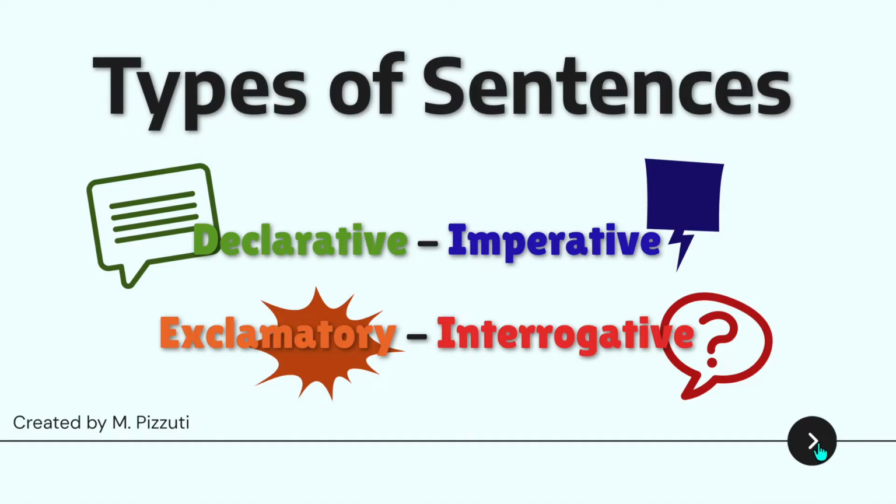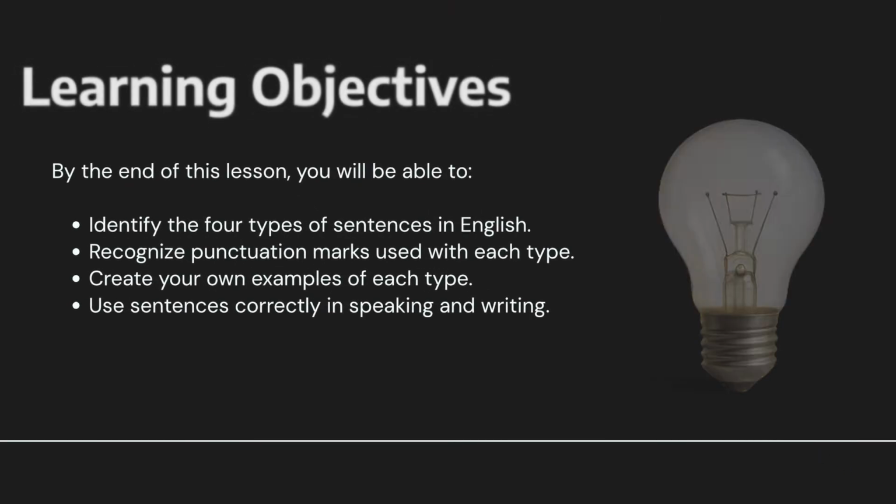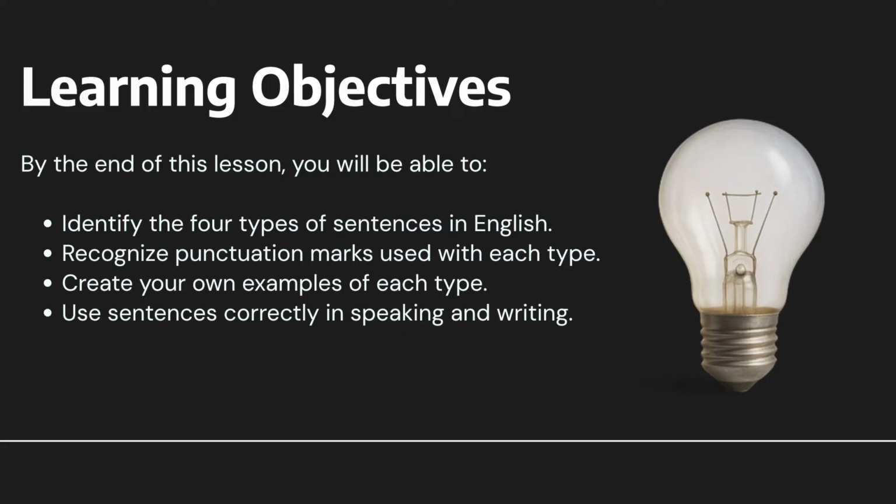So let's get started. For our learning objectives, by the end of this lesson, you will be able to identify the 4 types of sentences in English, recognize punctuation marks used with each type, create your own examples of each type, and use sentences correctly in speaking and writing.